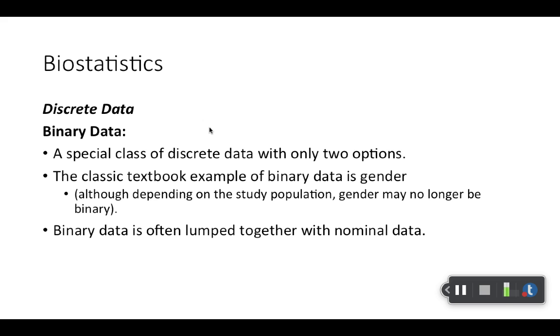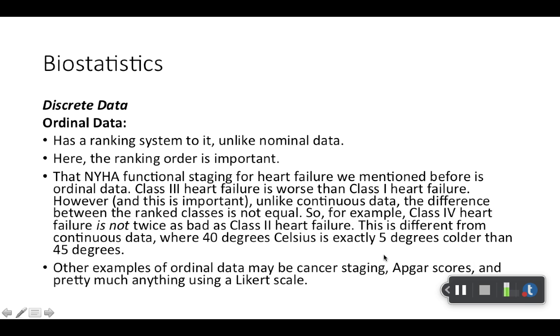Binary data is with only 2 options. The classic example is gender, so male or female. But nowadays, with the gender lines being blurred, so to speak, and historically in some cultures, there's a third gender, like some Native American traditions, and the Hindus have a historic tradition of different genders. You'll see that a lot in the textbooks. But if you want to remember it as gender, binary data, you can. I still think of it as binary because it's easier to remember. And it's often lumped together with the nominal data.